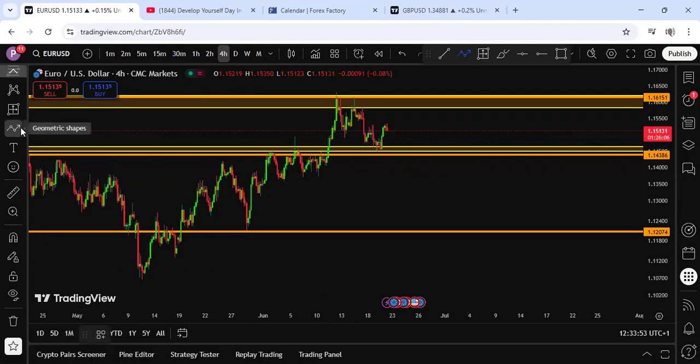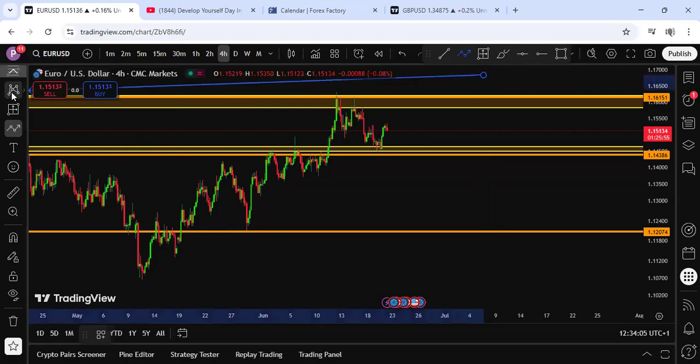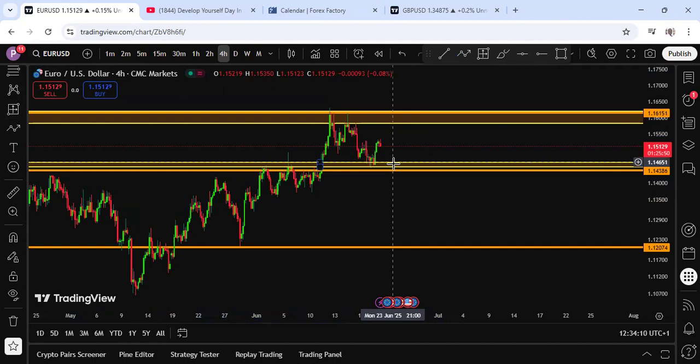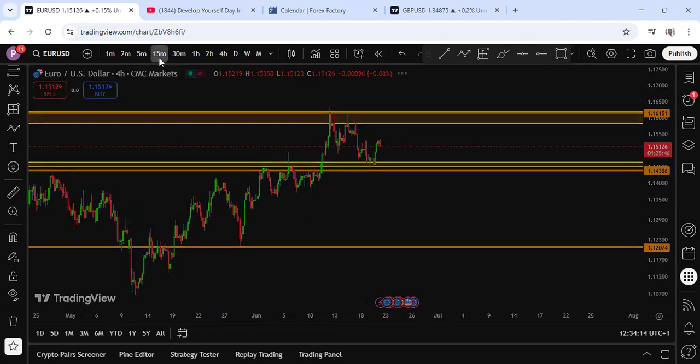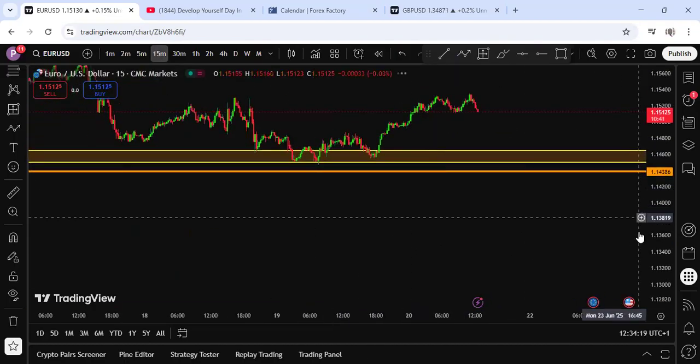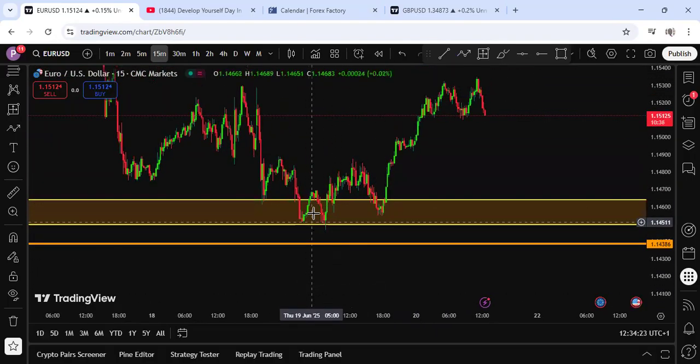So you need to look for a pullback, and then you look for chart patterns that happen on key levels. So this is a key level. You see what happened. Let's go to the 15 minutes time frame so you understand what I'm talking about here. You see this place here is a level, because it's a key level.